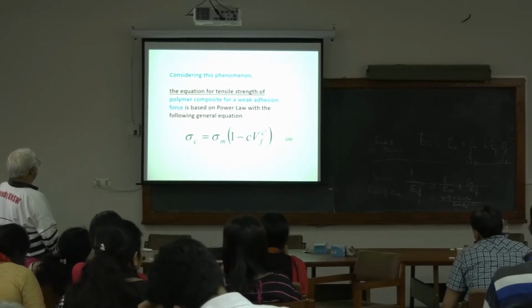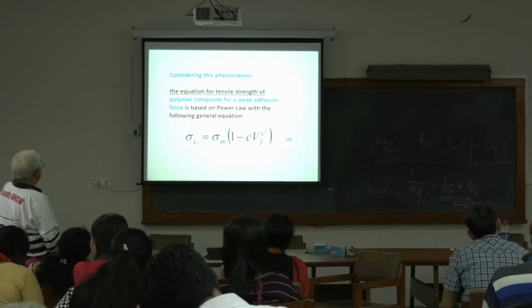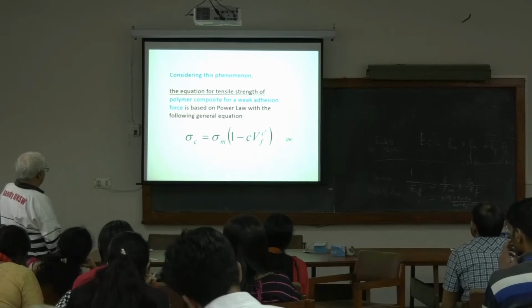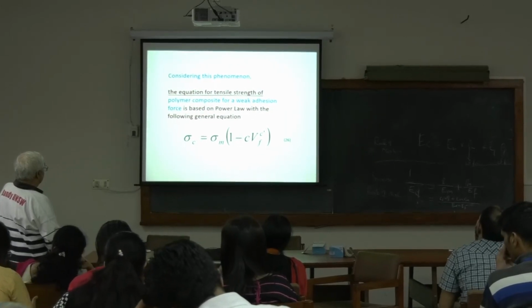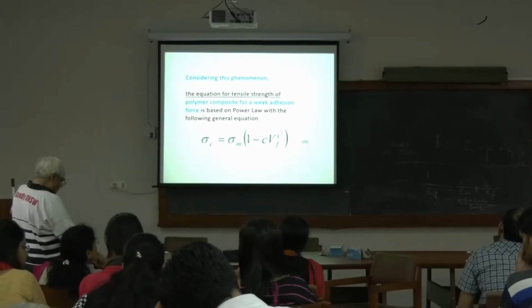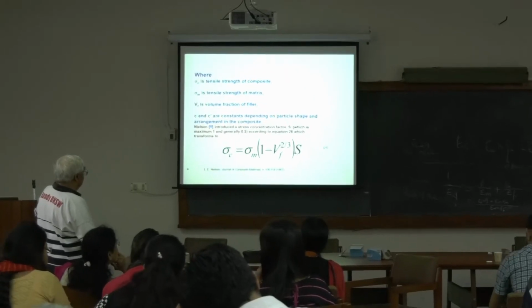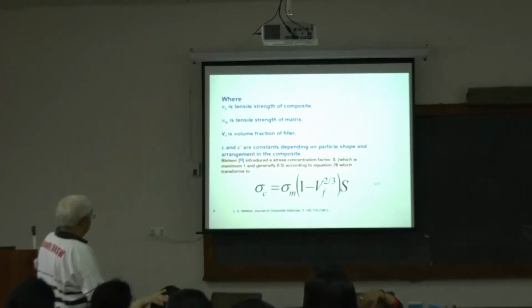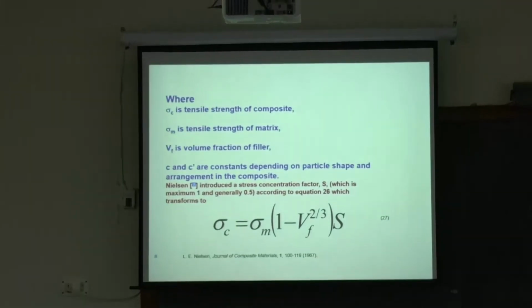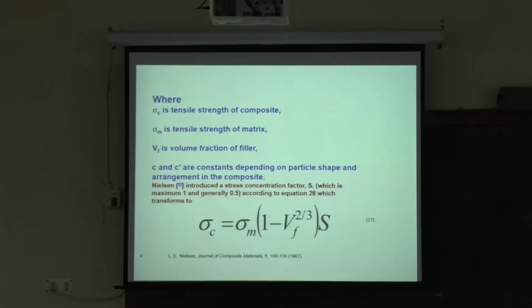So the equation for tensile strength of polymer composite for a weak adhesion force is the power law with the following general version. So this is what is worth knowing, particularly when you have such cases, and that can also be modified.